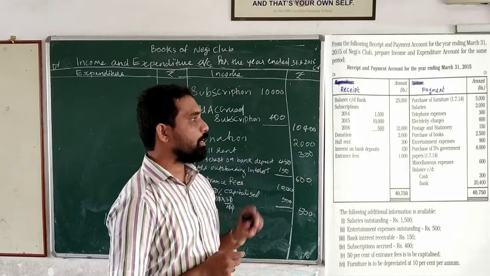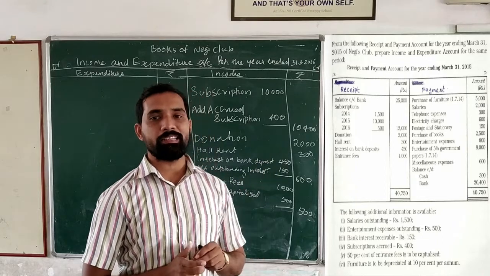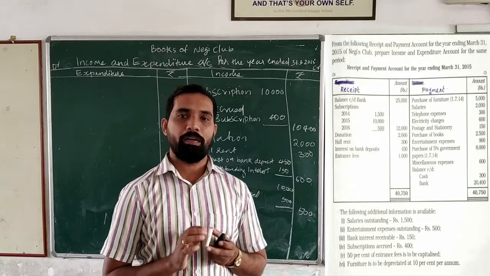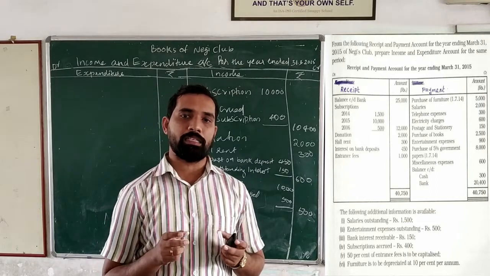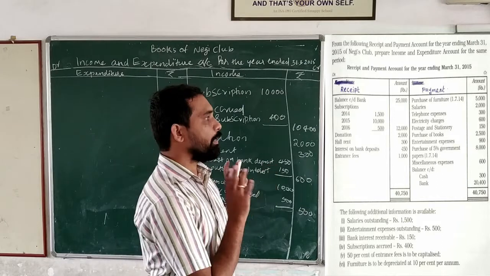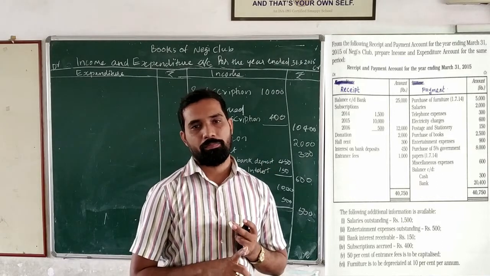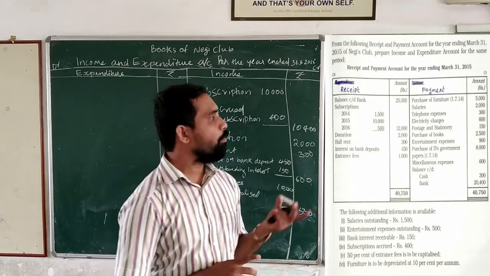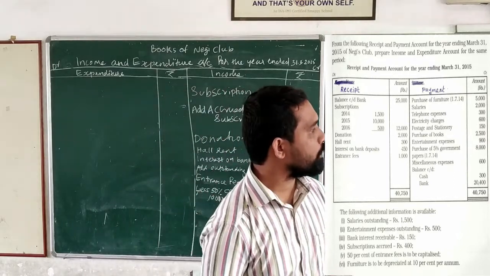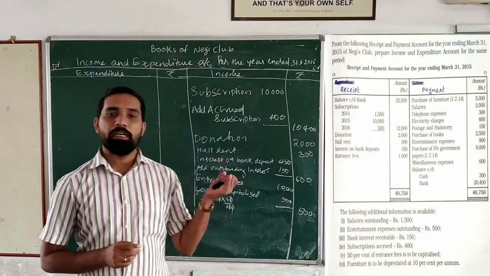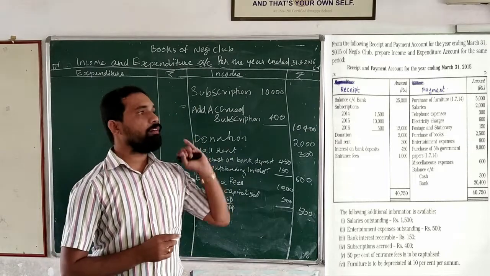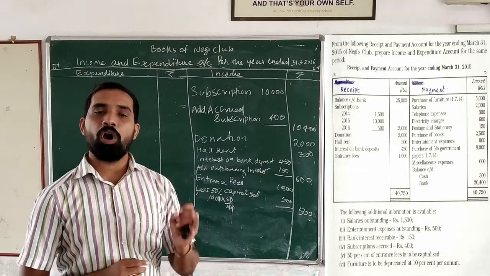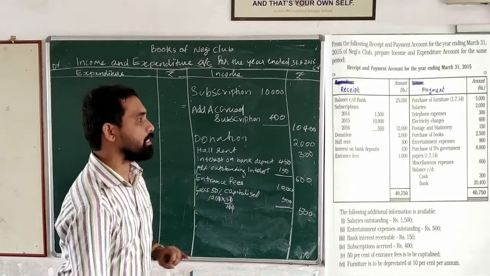The first item, payment side, purchases of furniture. No need to consider because purchases of furniture is a capital payment. And the next item, what is it? Salary. How much rupees salary? 2000. Salary is a revenue payment. So it's shown on the expenditure side.